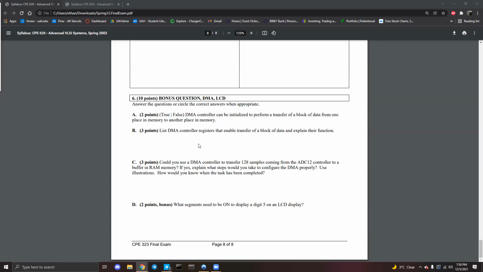Whenever one of the bits in the control register is set, it generates an interrupt. How would you know? It generates an interrupt when it's done. Oh, really? Okay. And then it says what segments need to be on to display 5 digits on an LCD display.